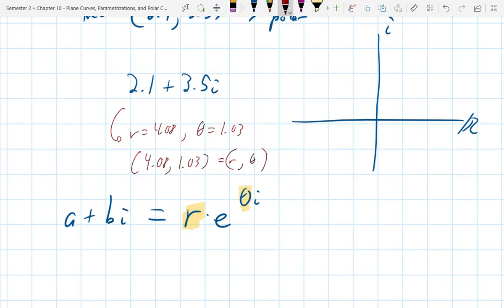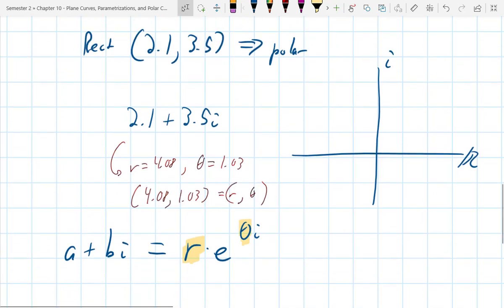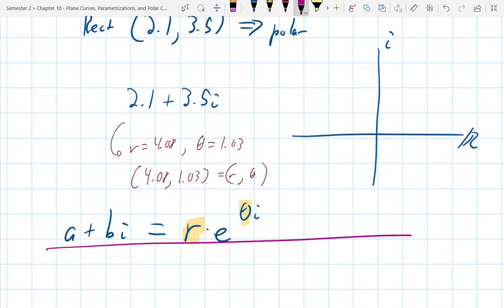This is the key right here, though, putting numbers into this format so they appear as a single number. Both of them are complex numbers. This complex number is the rectangular version. This complex number is the polar version. So if I want to go the other way, just do the same thing.